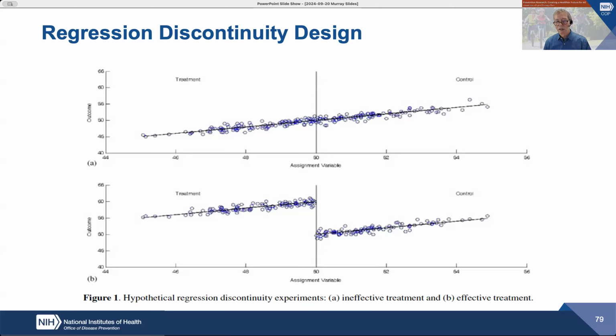Sometimes you'll see this kind of effect where it's a difference in intercepts. Sometimes you'll see a difference in slopes where maybe it looks more like the upper panel, but at the cut point, the line increased in slope or decreased in slope. Sometimes you'll have a mix of those two things. So you can have different patterns, but the idea is that the pattern looks different on one side of the cut point than it does on the other.